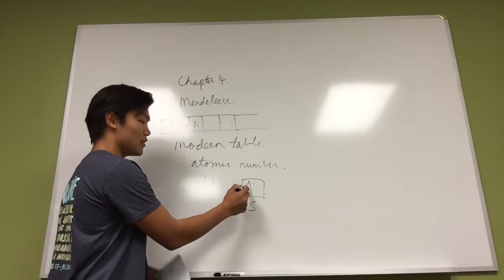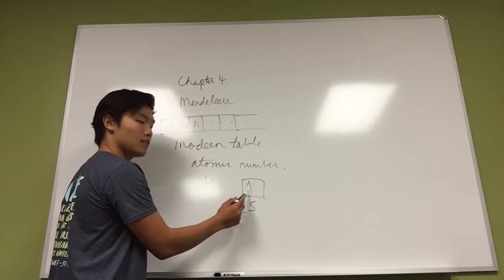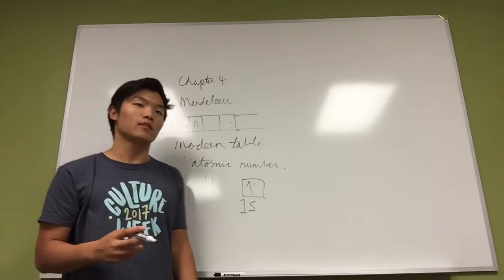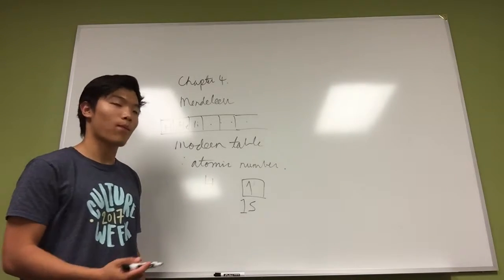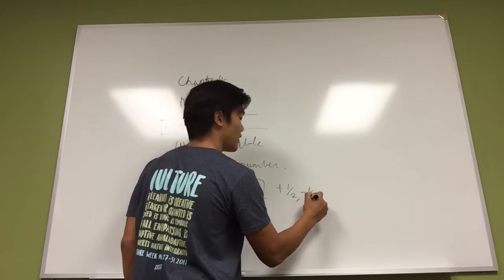So basically, what is the electron spin? Tell them how many spin values there are. There are two: plus 1/2 and minus 1/2.